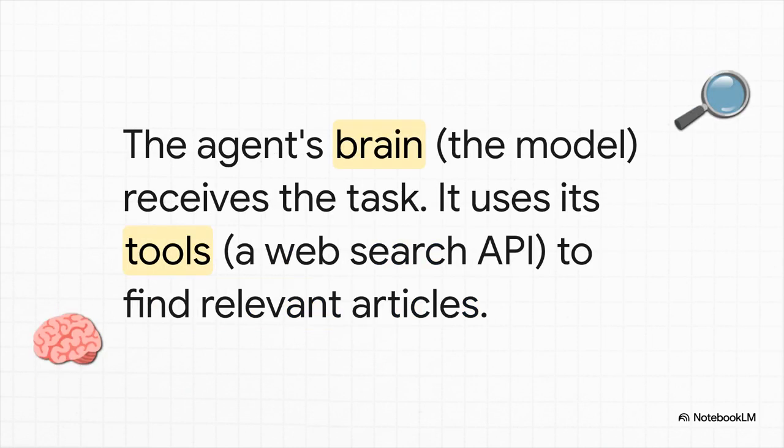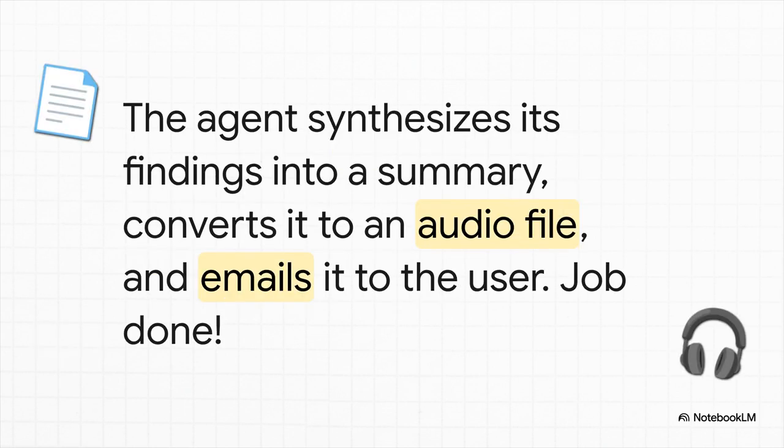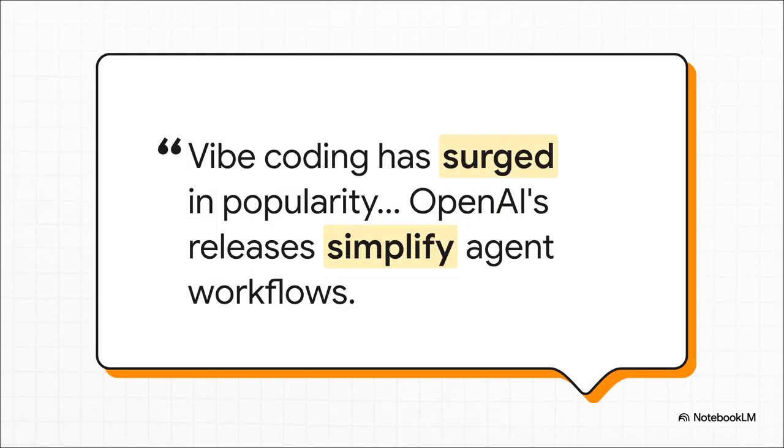Okay, as soon as that assignment comes in, the agent's brain, the model, kicks into gear. It reads the request, it understands it, and it knows exactly what to do next. It grabs the right tool for the job, which in this case is a web search API, and it just starts digging through the internet looking for recent, relevant articles. And this is where the magic really happens. See, the agent doesn't just give you a messy list of links. No, it actually reads and understands what it finds, and then it pulls it all together into a clean, concise summary. And for this one, it even takes an extra step. It converts that text into an audio file and then emails the whole package right to the user. Boom, job done.